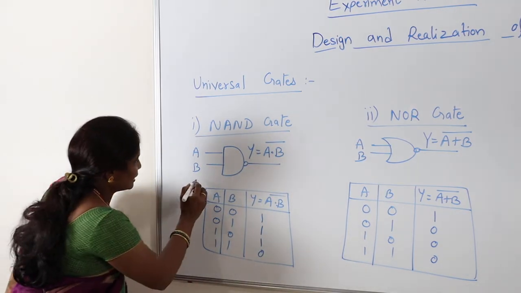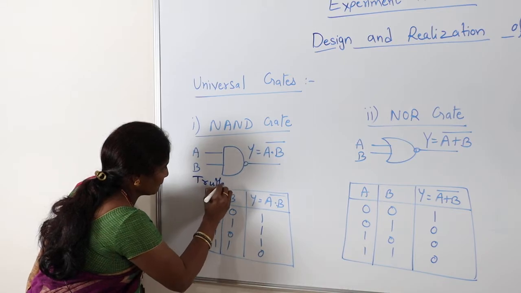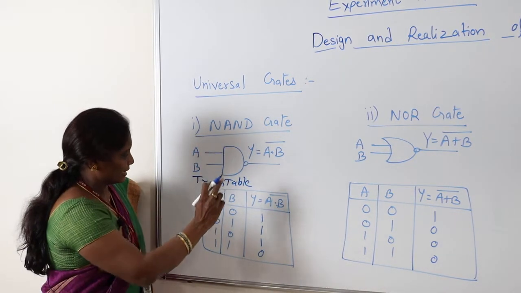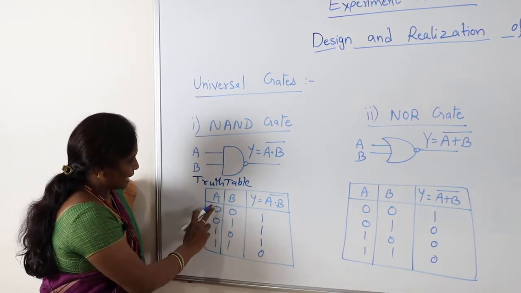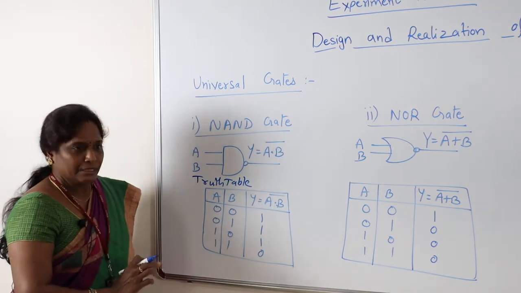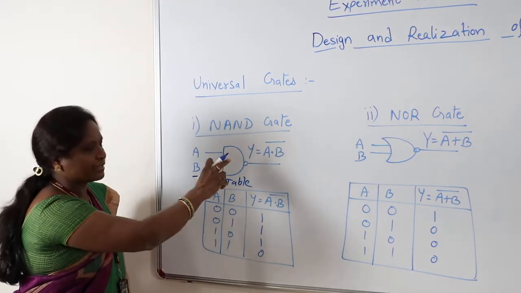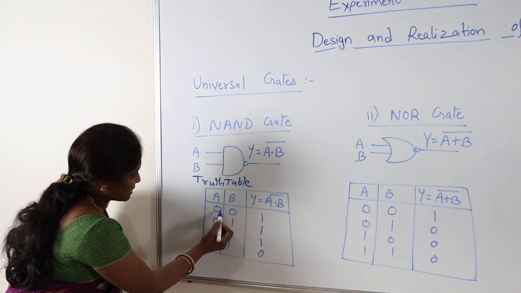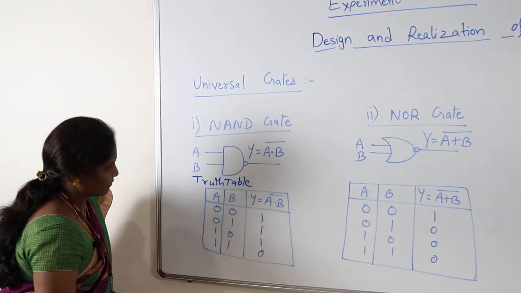And again we will see the truth table. Truth table for a two input NAND gate. Here A, B, 4 combinations will be there. Y is equal to (A dot B) bar, and here the output is the complement of the AND gate. So for 4 combinations 0 0, 0 1, 1 0, 1 1.